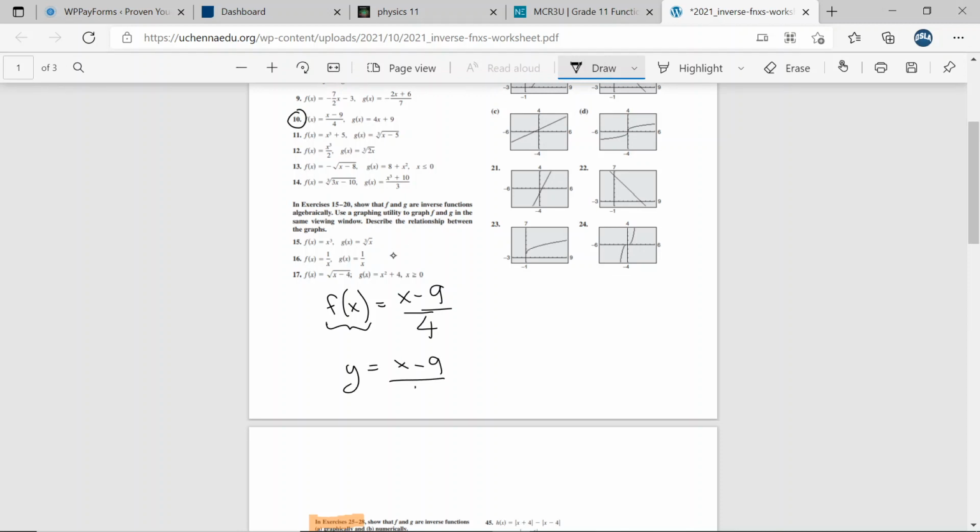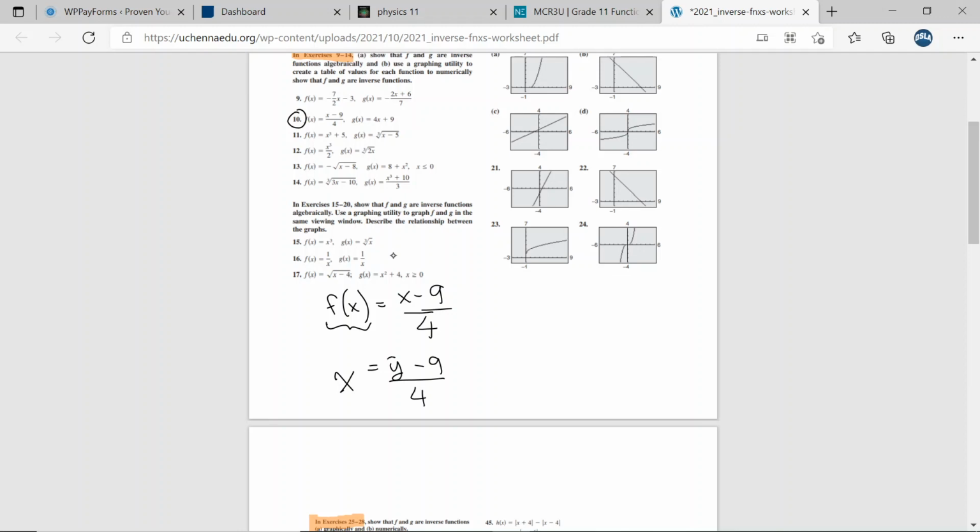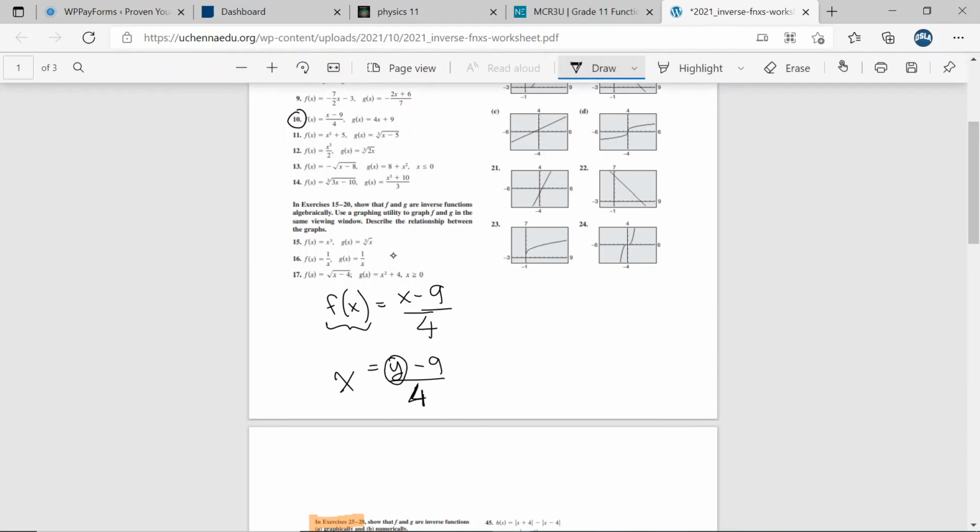And then the second step is to switch around the x and the y. So always the second step, and here I'm just going to take a nice little shortcut and erase stuff. And then almost the last step is to isolate this new y. So how do we isolate it? Here I have to get rid of division by 4, and I'm going to do that by multiplying both sides by 4. That'll cancel it out. So now I'll have 4x is equal to y minus 9.